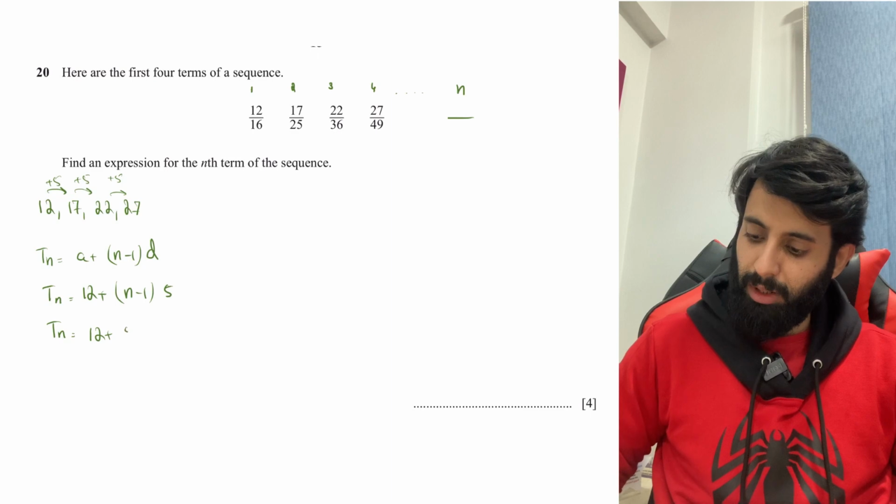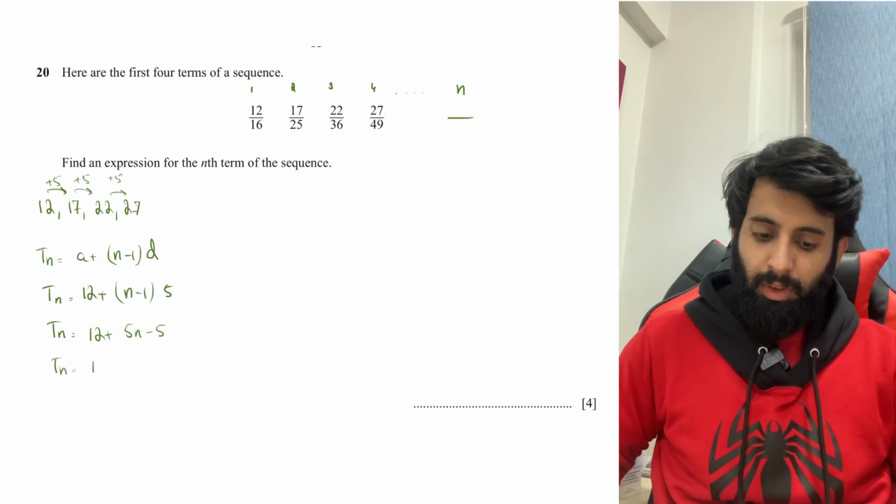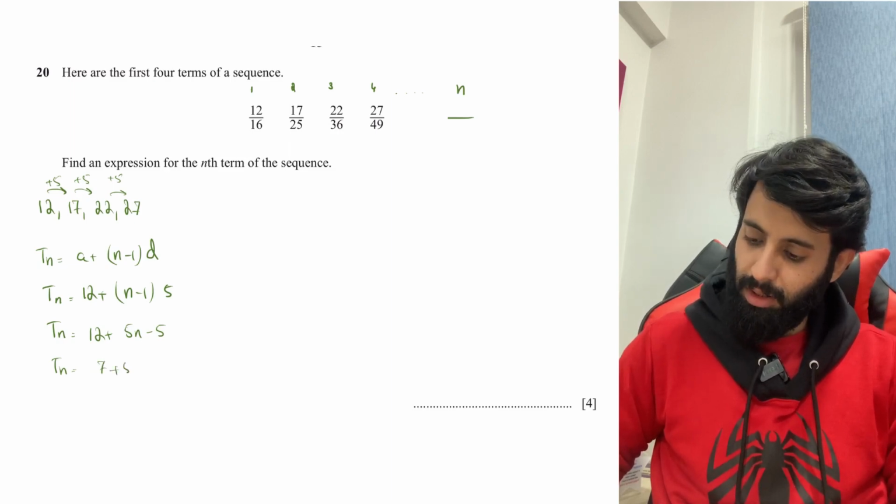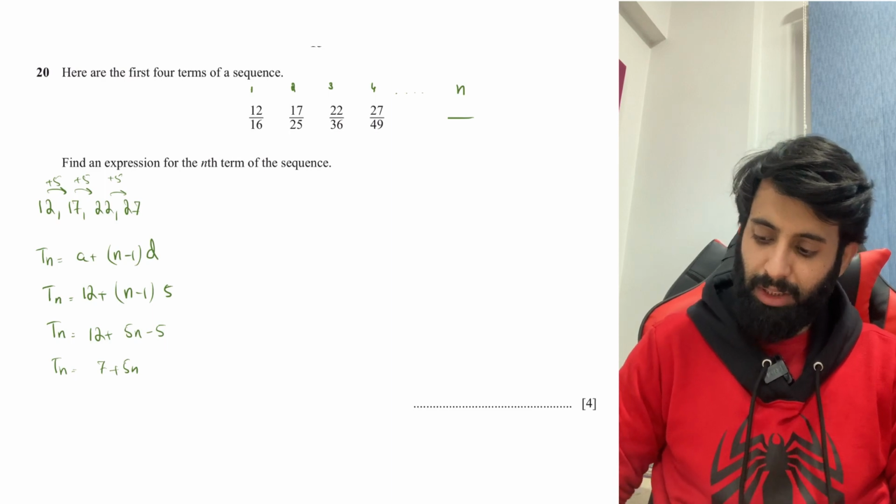So that means we're looking at 12 plus 5n minus 5, which means 12 minus 5 is 8, is it? No, it's 7, sorry. 7 plus 5n. So as far as the numerator goes, we know it's 7 plus 5n.